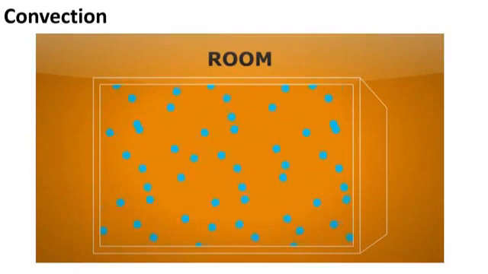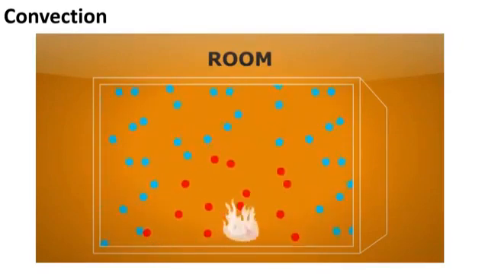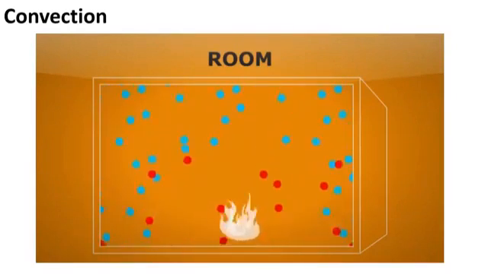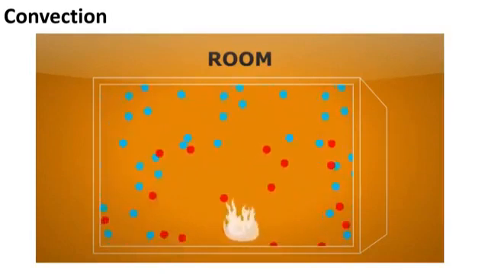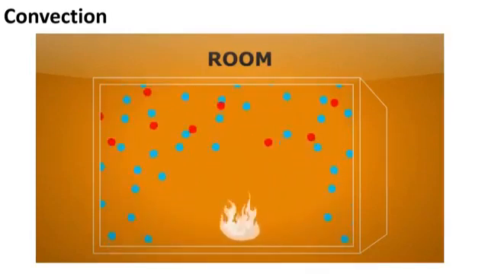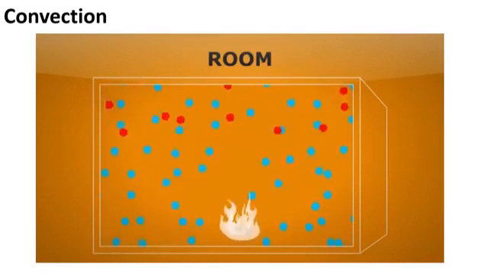So let's put a fire in the room. Now the particles by the fire start to gain energy from it, and they start to move faster. Because they're moving faster, they spread out, so that bit of fluid becomes less dense. And because it's less dense, it rises. Now, when those particles rise, they can't leave nothing behind, so the cooler air or fluid moves in to replace them.